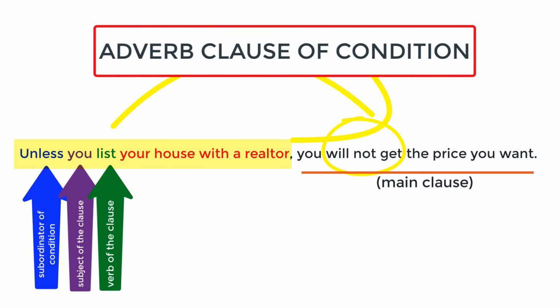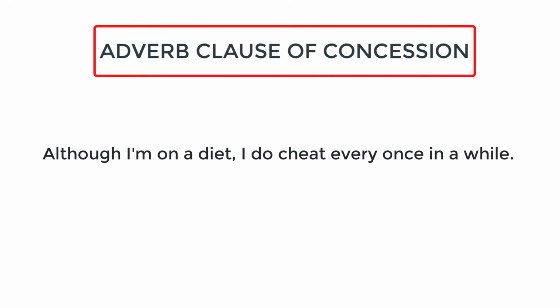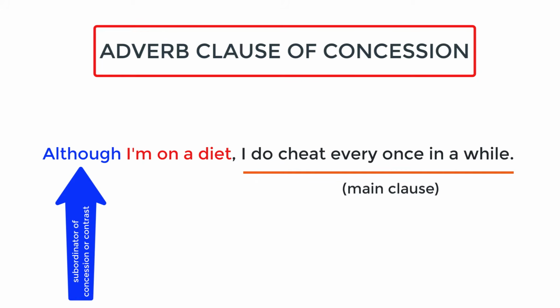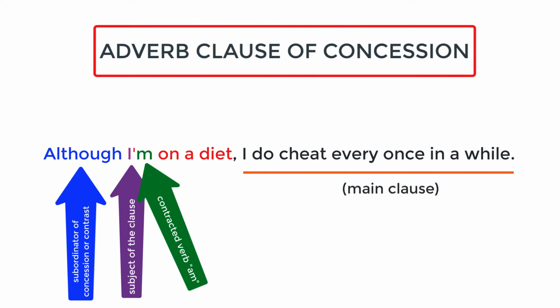Let's go on to an example of concession. Although I'm on a diet, I do cheat every once in a while. In this example, the subordinator although shows concession. It can also show contrast, by the way. It is showing that I cheat although I'm on a diet.